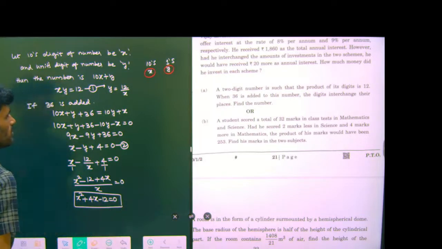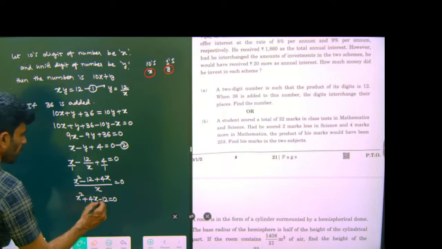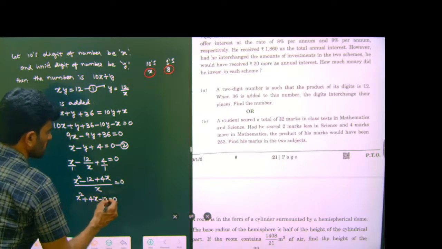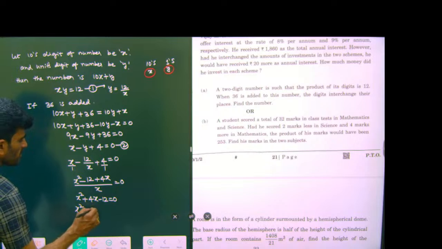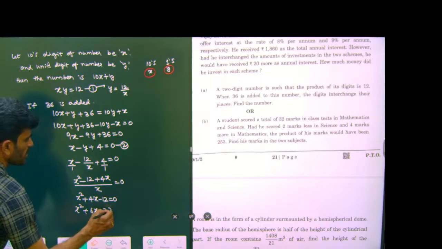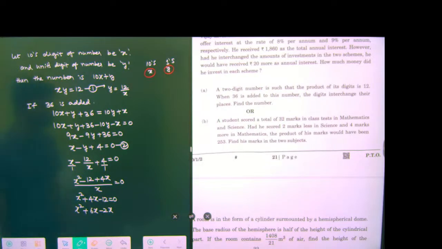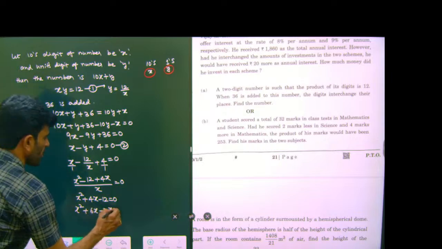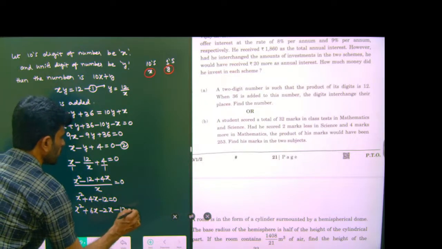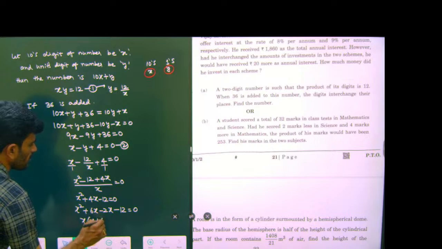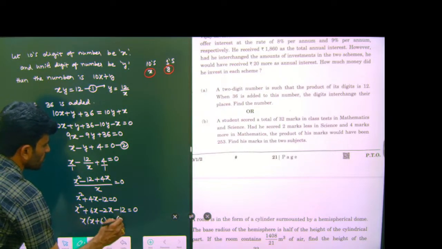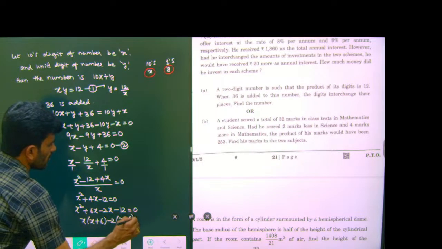We have to factorize it. How can we factorize it? Minus 12 factors such that 4: x square plus 6x minus 2x minus 12, because 6 into minus 2 is minus 12 and 6 plus minus 2 is 4. So x square plus 6x minus 2x minus 12 is equal to 0. Then x into x plus 6 minus 2 into x plus 6 is equal to 0.